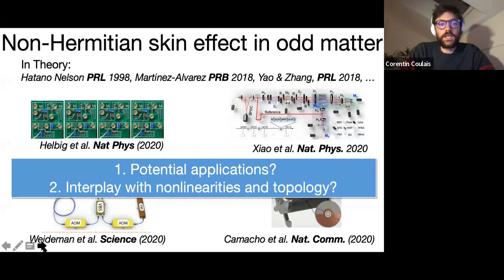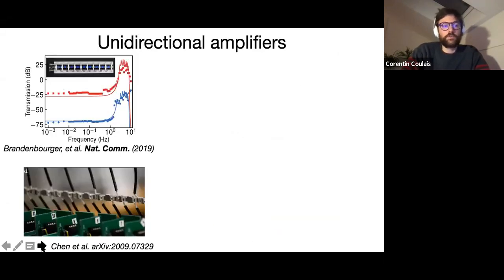And the two questions I would like to address here in the rest of the talk are: what can we do with it? Are there interesting applications? And at a more fundamental level, what is the interplay with nonlinearity and with topology? Okay. And so I'll start with the obvious.